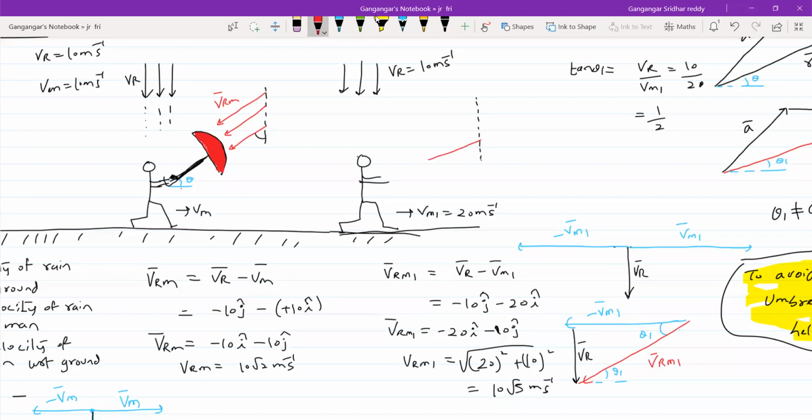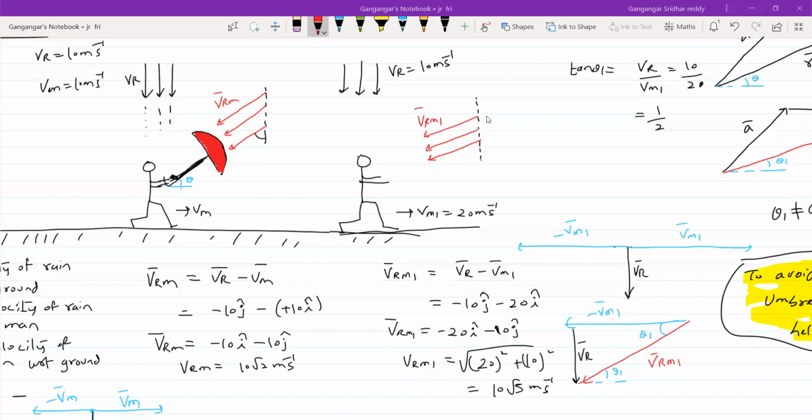Anybody just give the value? VRM1. Sir, nearly 26 to 30. Yeah, 26 degrees.